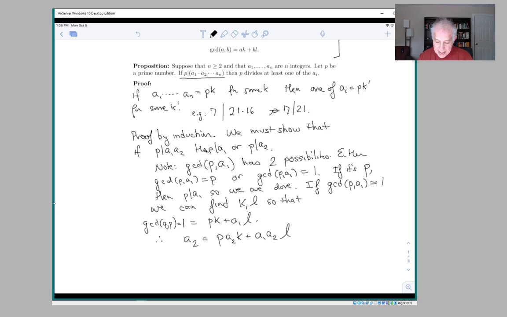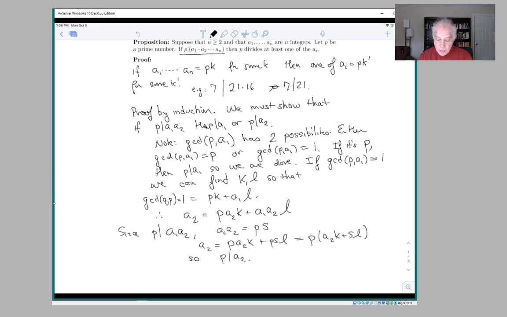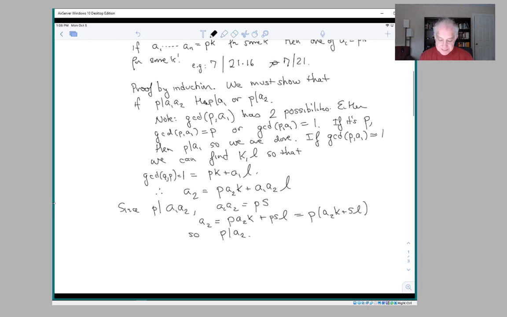And notice that on the right-hand side, since p divides a1 a2, a1 a2 is p times some s, and therefore a2 is p a2 k plus p s l, which is p times a2 k plus s l, so p divides a2. So what we've shown here is that either p divides a1, or we can use Euclid's algorithm and conclude that p divides a2. And that's our first step in our induction.